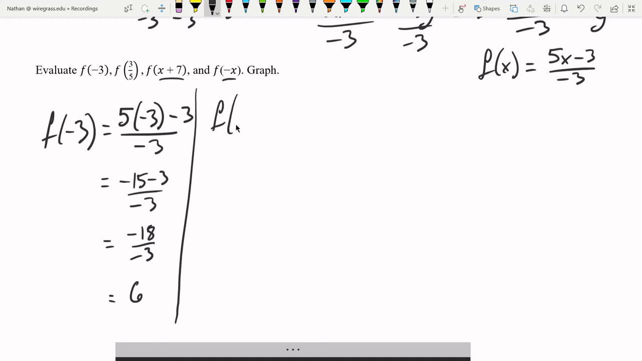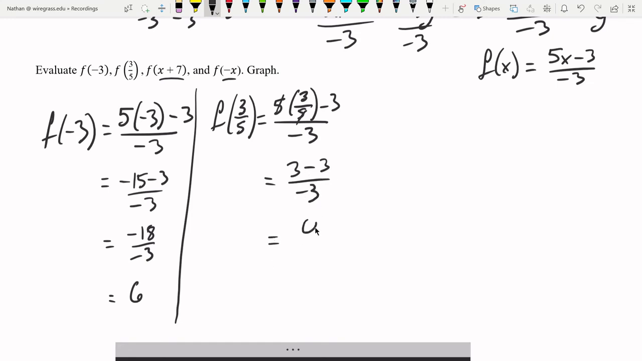All right, for the next one, we have f of 3/5. Okay, our input now becomes 3/5. Five times our input, well, those cancel, and we get just 3. 3 minus 3 is 0. And 0 divided by anything is just 0. So when we input 3/5, we get 0 as an output.